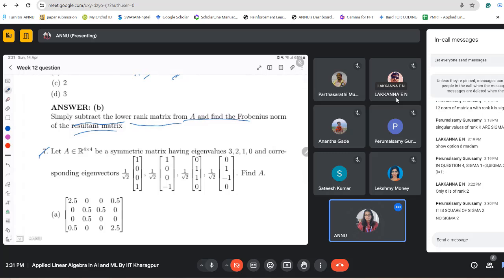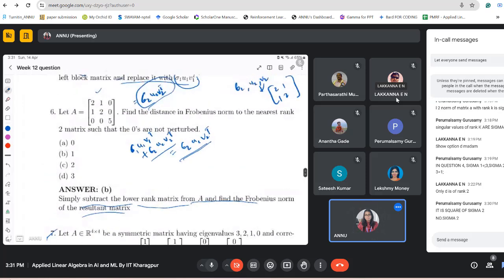Frobenius norm, yes, the norm will be square. So sorry, this is a matrix, and in order to calculate the Frobenius norm, it will be sigma 2 square. Because we need to calculate the Frobenius norm of this particular matrix. Similarly, here also we did a similar thing.